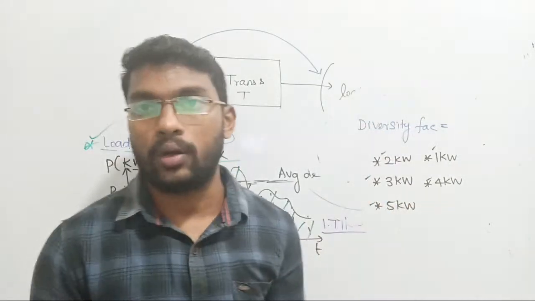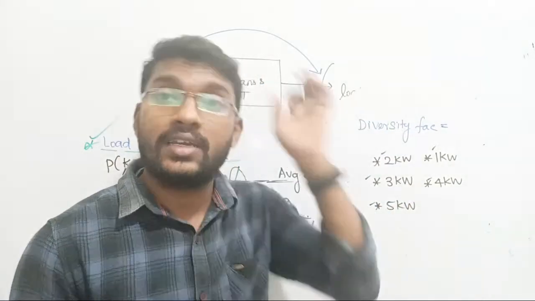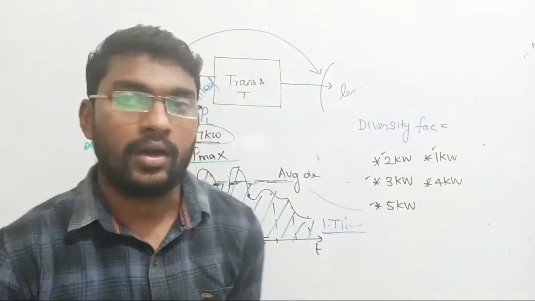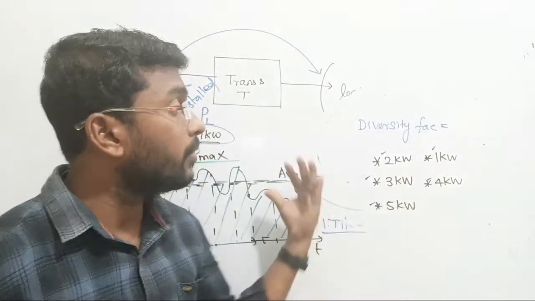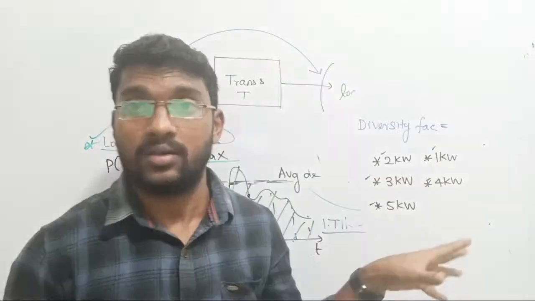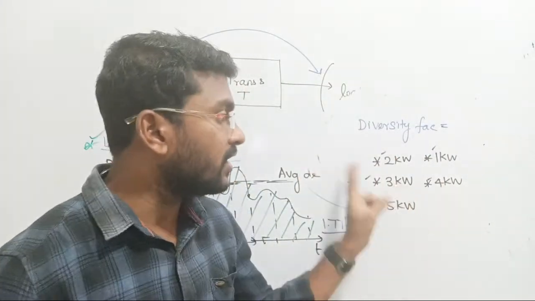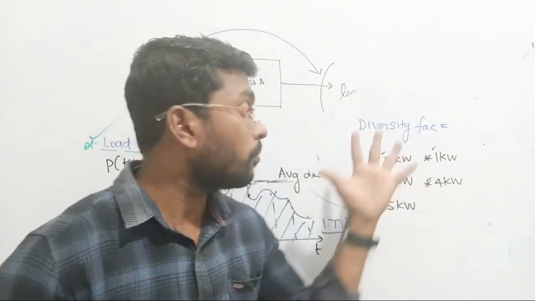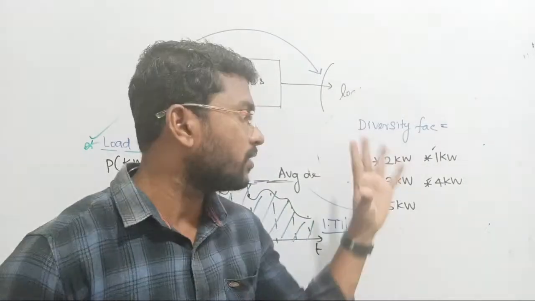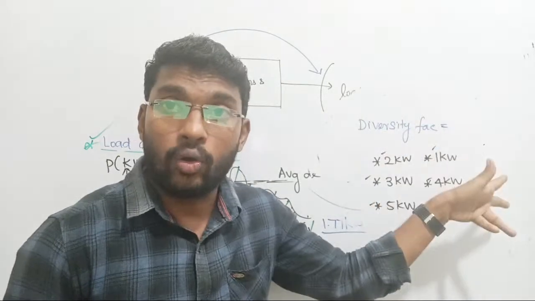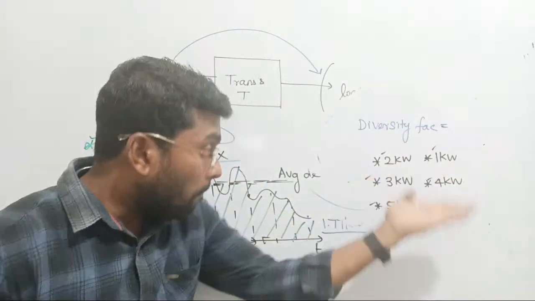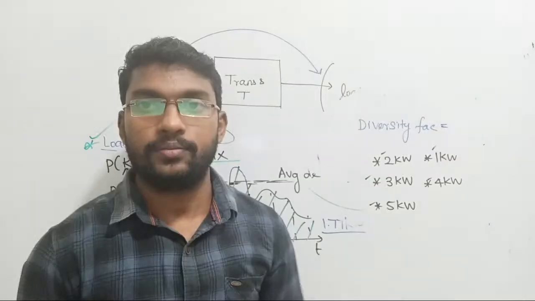Clear? Now, what does diversity factor mean? It is how your maximum power will be diverged to the various loads, the maximum power consumed by the distribution, right? Distribution of the maximum power, the distributed values of the maximum power for various loads with respect to the maximum demand of this load side.